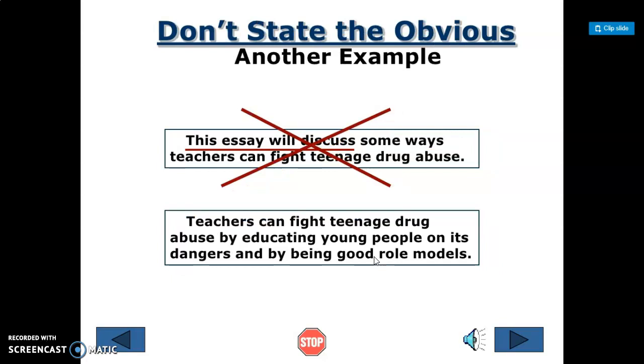Another example, "this essay will discuss..." so we don't need to explain what we are going to talk about, but generalize the idea. For example, teachers can fight teenage drug abuse by educating young people on its dangers and by being good role models.